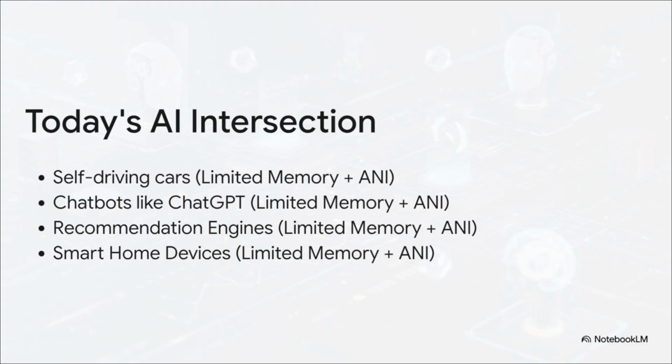So this is really where it gets interesting, right? This is today's AI intersection. Self-driving cars, they're limited memory plus ANI. Chatbots like ChatGPT, same thing, limited memory plus ANI. Those recommendation engines, smart home devices, it's all the same. Everything we have today exists right at that crossroads.